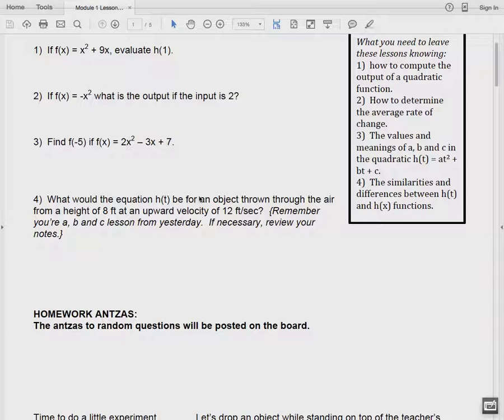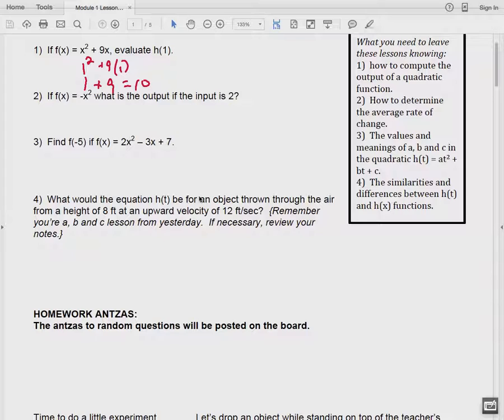Okay, so find h of 1. So I'm going to substitute the 1 for x, because this really reads, take the input squared, add 9 times the input. So it becomes 1 squared plus 9 times 1. By order of operations, I do exponents first, so 1 squared is 1, 9 times 1 is 9, and the entire answer is 10. Okay?